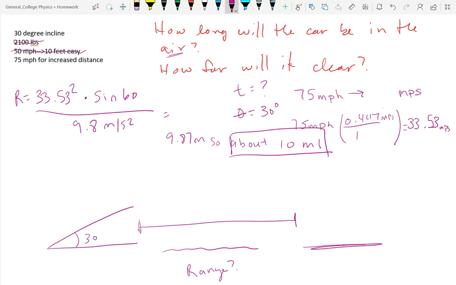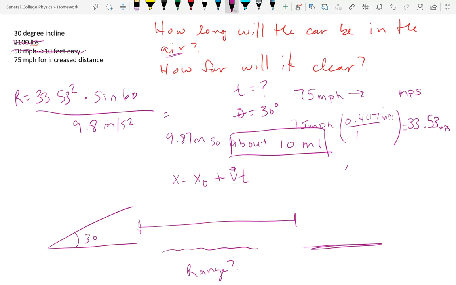Okay, now we got the second question. And yeah, then that's the second, not the first, sorry. And then how long will it be in the air? Probably this one here. Yeah. Because delta x equals vt. So t equals delta x over v. Rearrange it. I see what you're saying. Just rearrange that for t.